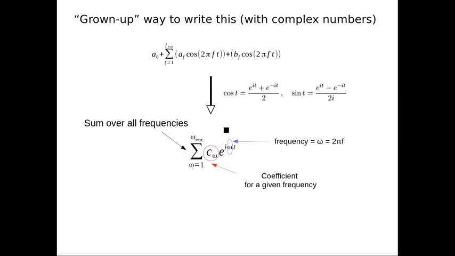Okay, and so I introduced the complex notation before, and this is where it comes in handy. This is a much better way to write this expression. Instead of cosine t and sine t, we replace these with exponential of i omega t, and this is the expression we come up with. You see it's a lot more compact, but the form is the same. So we have the sum over all frequencies from omega 1 to omega max. We have a coefficient at each frequency, and here's the frequency omega, which is defined as 2 pi f.